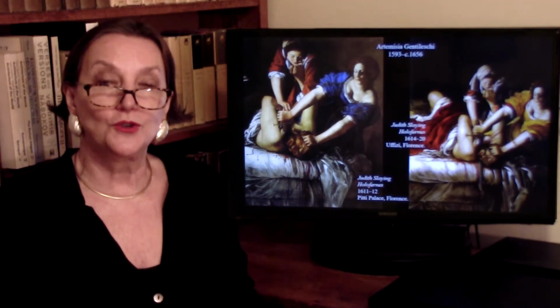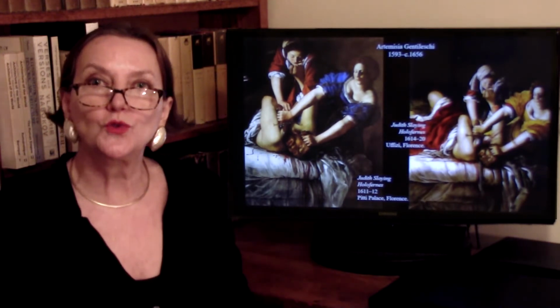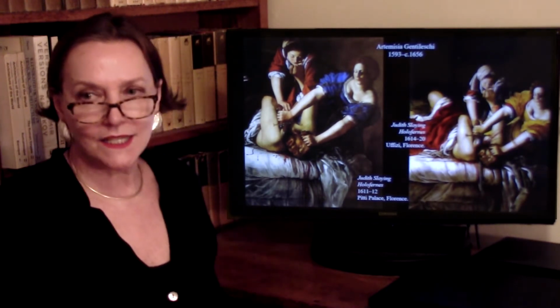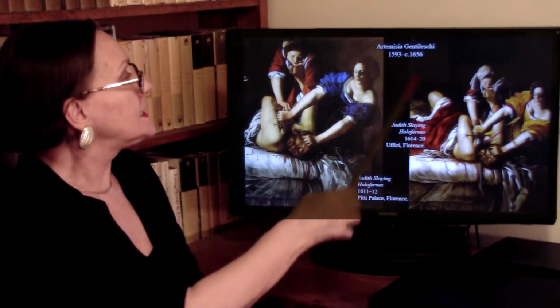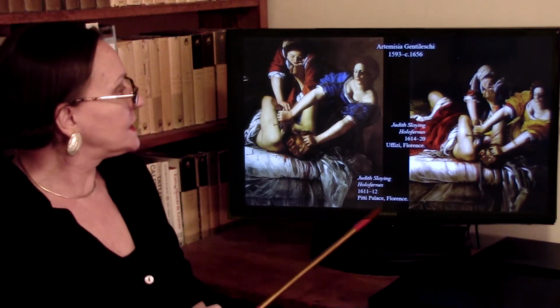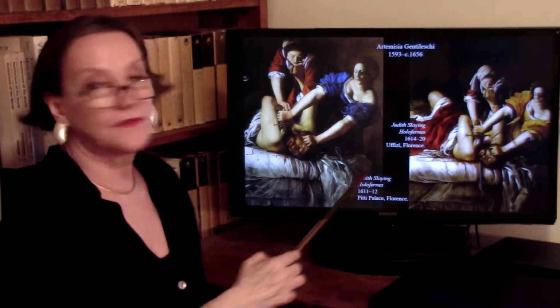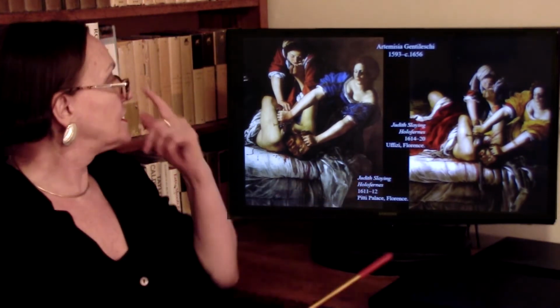At any rate, she was a brilliant painter in her own right, and she picked up on the story of Judith and Holofernes, and she did at least 2 versions of it, and that's what we're looking at right here. This is Artemisia, and the 2 versions, they're both actually in Florence. One comes directly after the other. This is the earlier version, and this is the later version.